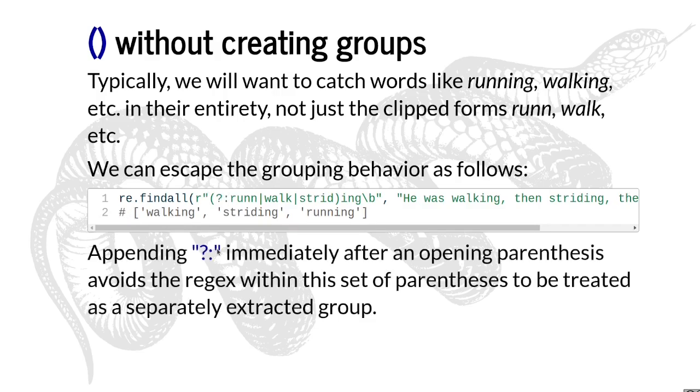So appending question mark colon immediately after the opening parentheses avoids the regex being treated as a group to be searched separately. The grouping behavior, to look for either run or walk or stride followed by ing, that remains. So the A part of the previous slide remains, but the B part is switched off. That allows you to play around a little bit, and sometimes you want one, sometimes you want the other.